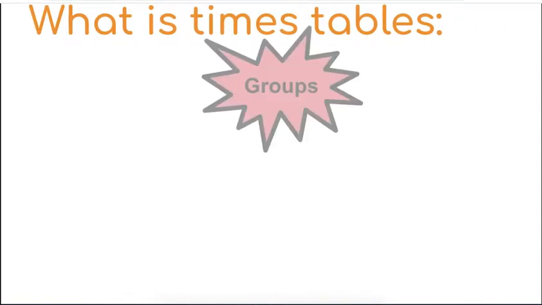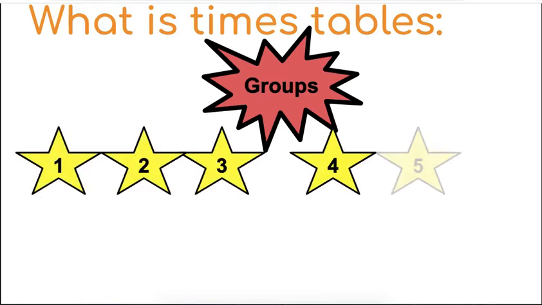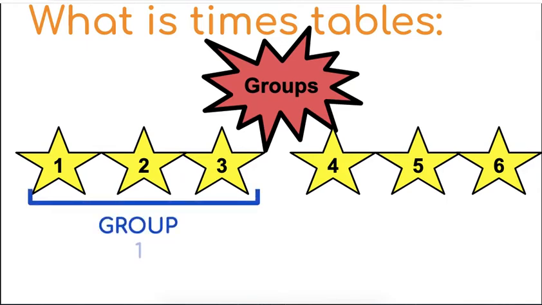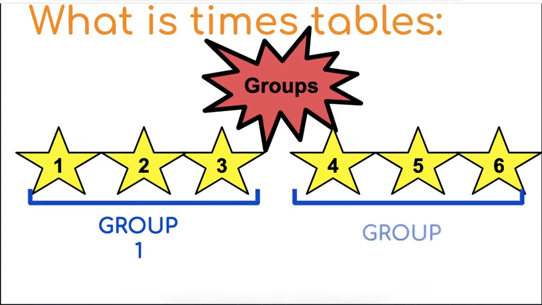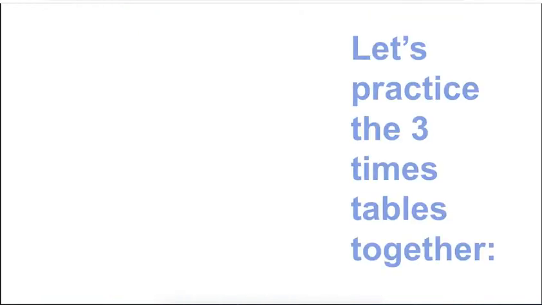Okay, so who remembers what a times table is? It is groups. So if I have 6 stars, how many groups am I going to have? I'll have 1 group and 2 groups of 3. So 2 groups of 3 is 6, or 2 times 3 is 6. So remember to use your groups and counting in those numbers. So let's practice our times tables together.